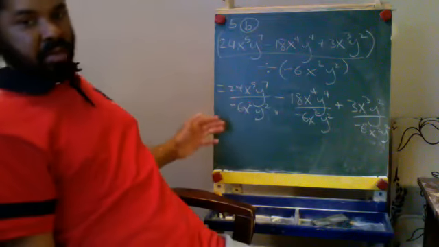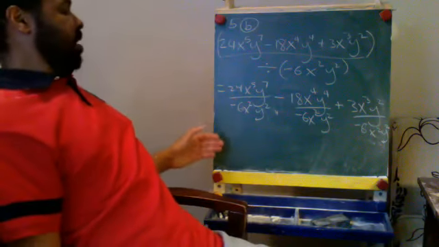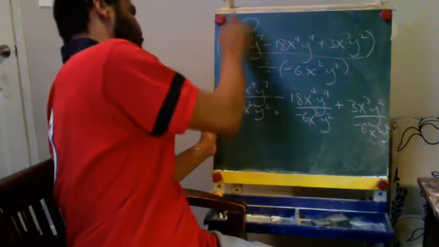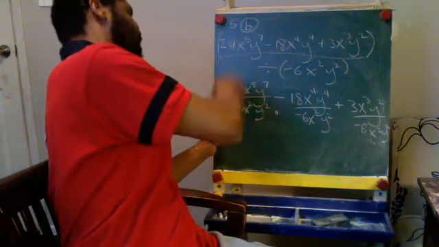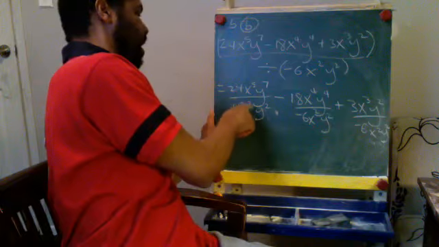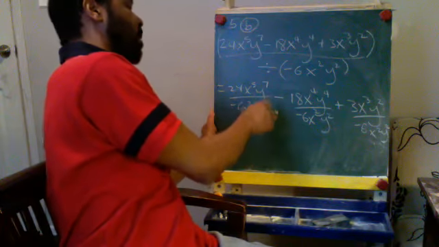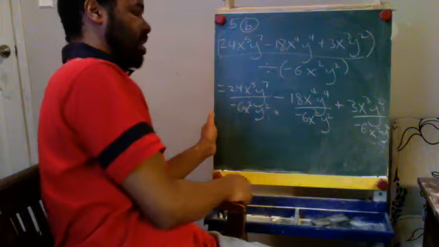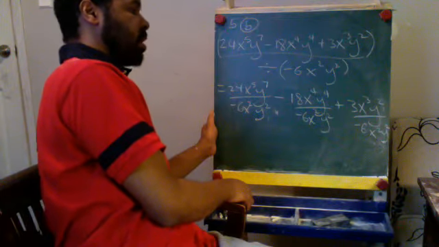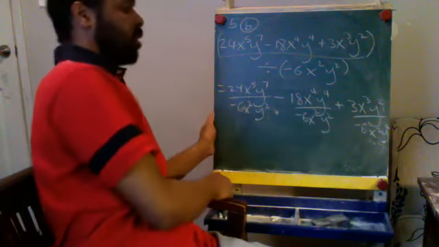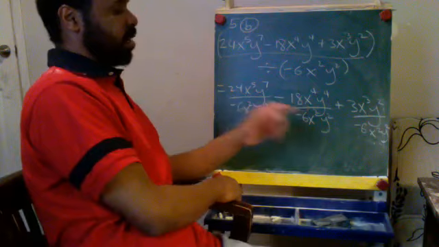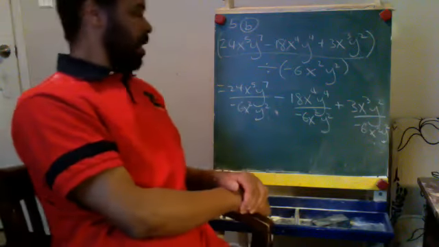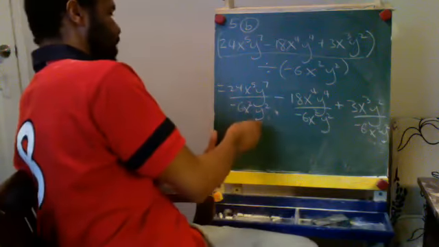And so I'm going to do the same thing as we learned in class. So do everything term by term. So 24x to the 5th y to the 7th divided by negative 6x squared y squared, minus 18x to the 4th y to the 4th divided by negative 6x squared y squared, plus 3x cubed y squared divided by negative 6x squared y squared. And so if you do that, you can start simplifying.